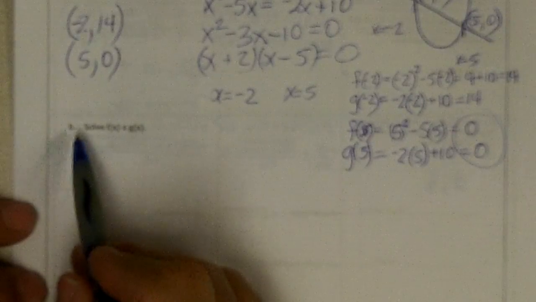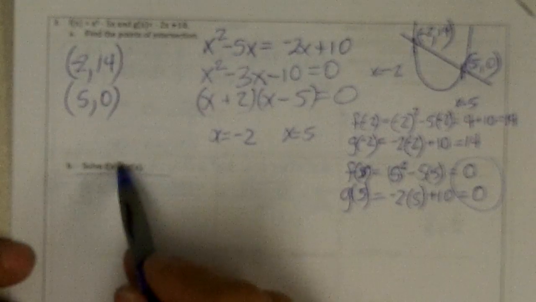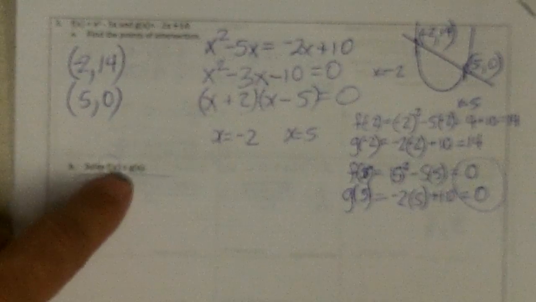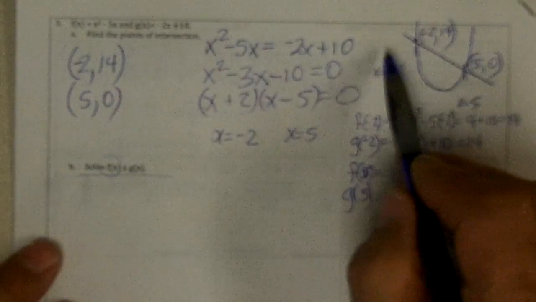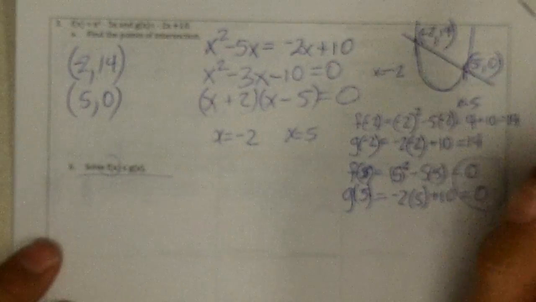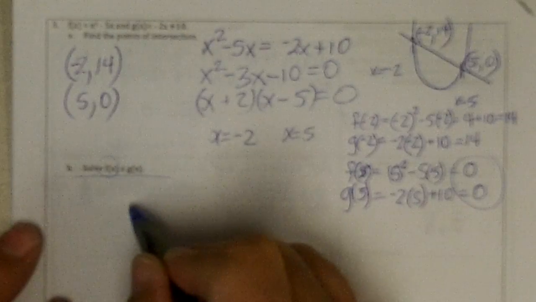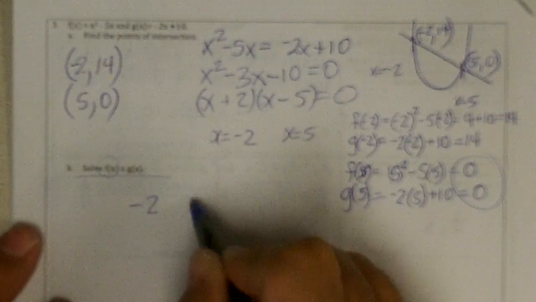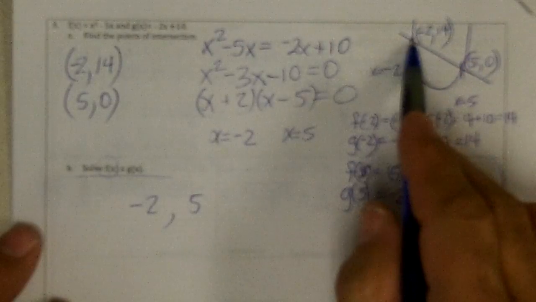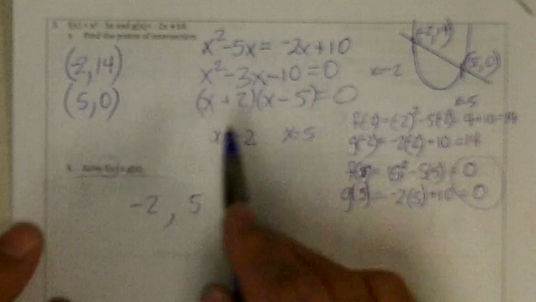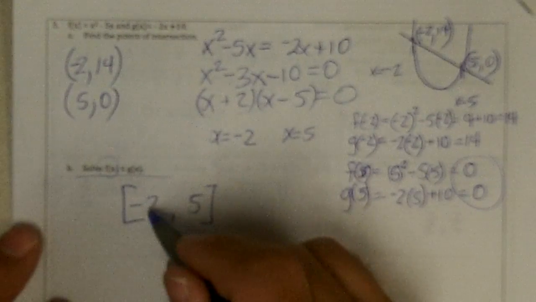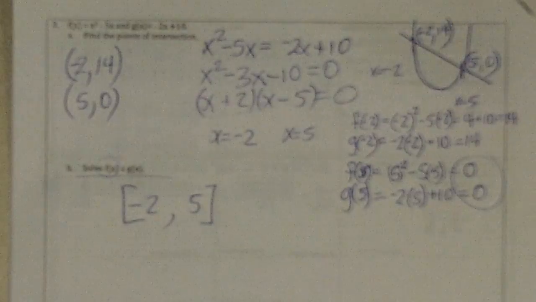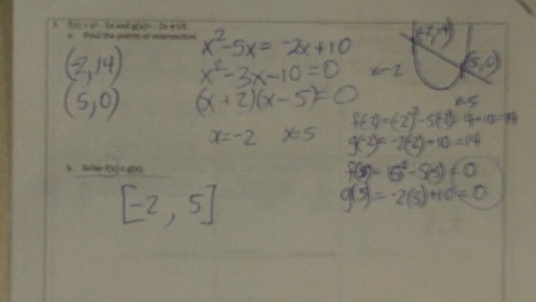So now for part B, we're supposed to decide when the F curve is underneath the G curve. Well, that would be for all x's between -2 and 5. From -2 to 5, F is under. At -2 or at 5, they're on top of each other, which is equal, which it says we can keep. So we can keep it when they're equal and all the numbers in between. And that's number 3.